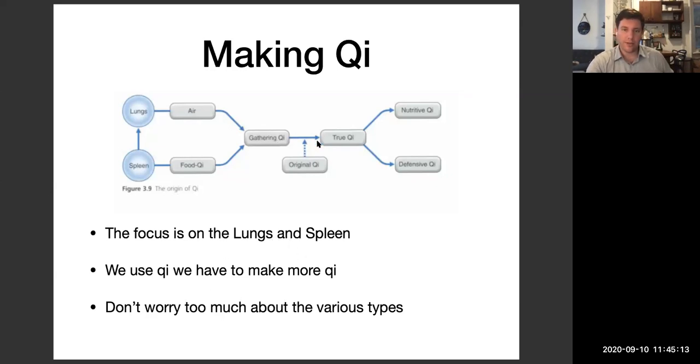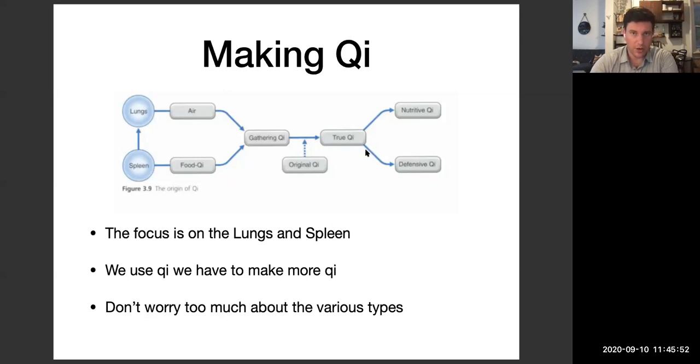Don't worry too much about all these different types of qi, the gathering, original, true, nutritive, defensive. We'll talk about these a little bit more in the semester, but the basic picture is the spleen makes food qi. The lungs make air qi. This is often said as, lungs make da qi, which translates as the big qi. Spleen makes gu qi, food qi. These gather together in the chest. A little bit of yin qi comes up from the kidneys and transforms that into the qi that we use in day-to-day life.